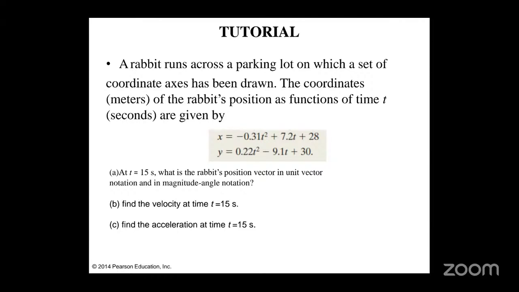A, at t equals 15 seconds, what is the rabbit's position vector? In unit vector notation and in magnitude angle notation. B, find the velocity at time t equals 15 seconds. And C, find the acceleration at time t equals 15 seconds. So we start with A.